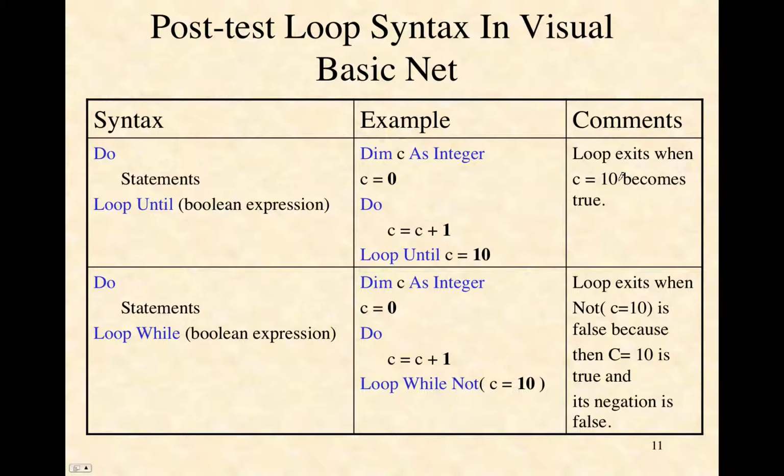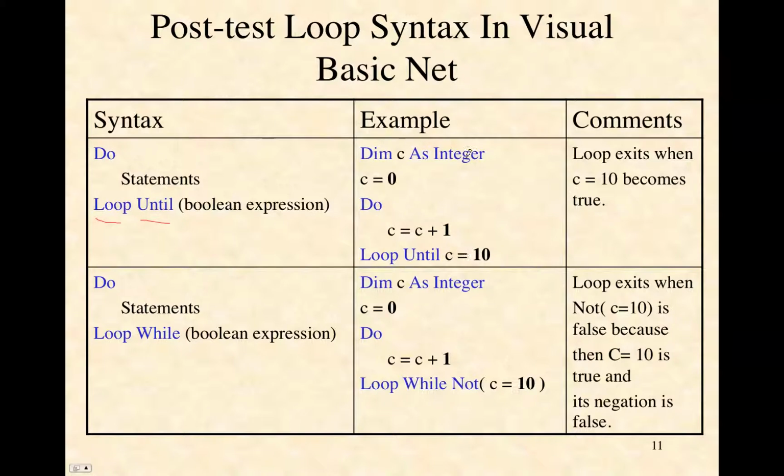But in Visual Basic, which of course we're not teaching here, we should talk about it just a little bit. The syntax is that there's the word do, there are statements, and the word loop, until, and there's a Boolean expression here. And here's the example: C as an integer, C equal to 0, do C equal to C plus 1 until C equal to 10.